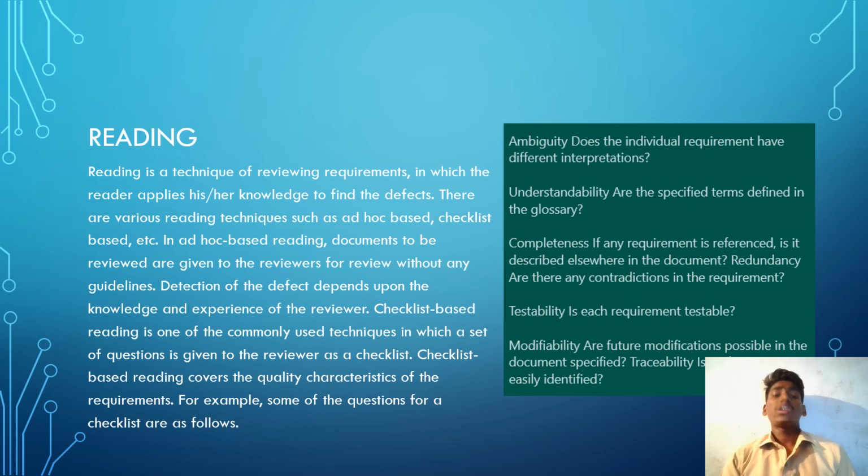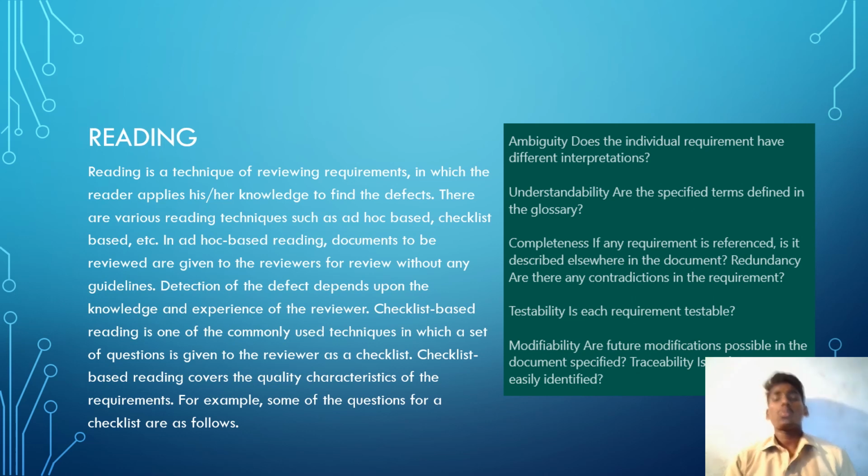So the next one is reading. Reading is a technique of reviewing requirements in which the reader applies his or her knowledge to find the defects. There are various reading techniques such as ad hoc based, checklist based, etc. In ad hoc based reading, documents to be reviewed are given to the reviewers for review without any guidelines. Detection of the defect depends upon the knowledge and experience of the reviewer. Checklist-based reading is one of the commonly used techniques in which a set of questions is given to the reviewer as a checklist. Checklist-based reading covers the quality characteristics of the requirements.